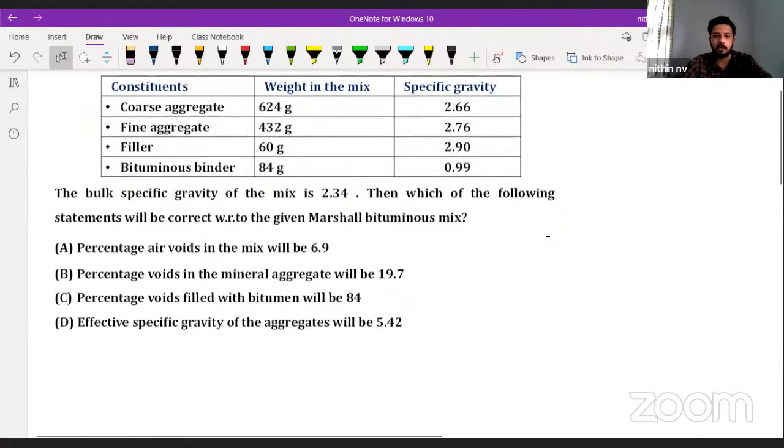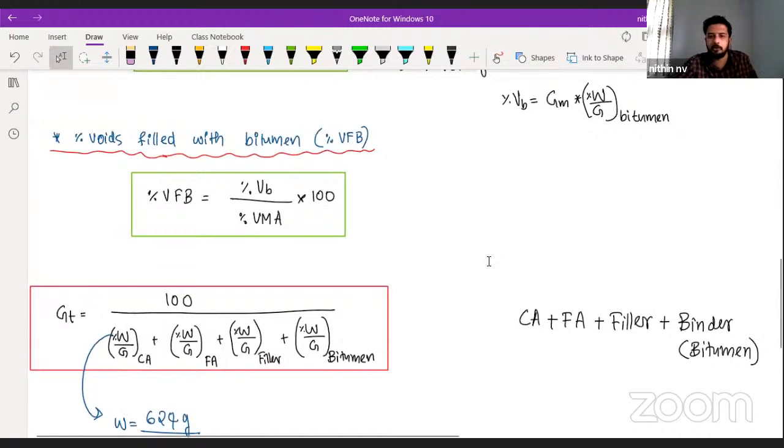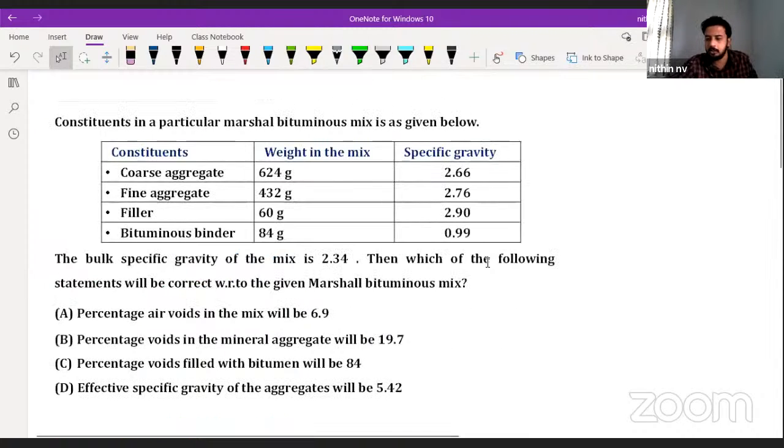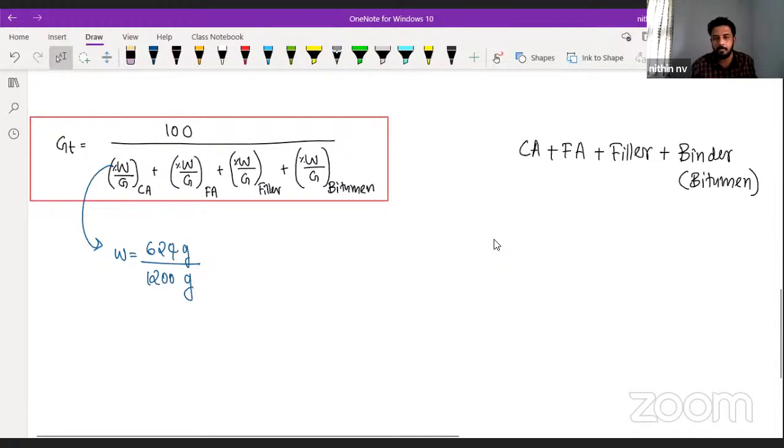So to calculate this W value, 624 gram is the coarse aggregate. What is the total? 624 plus 432, and so on, gives 1200 gram. One extra point: generally, to make a Marshall mix, we take 1.2 kilogram of mix, around 1200 gram. You can simply remember that. No one will ask you, but simply remember. That's why I have taken this.